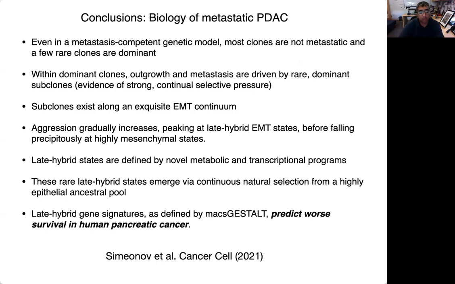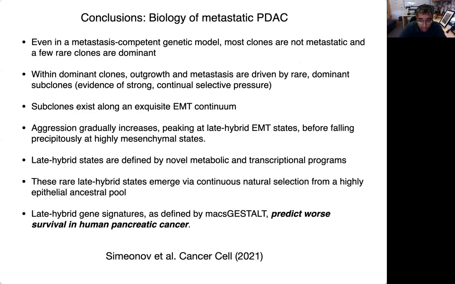And so somehow these states are emerging very quickly from natural selection from this large pool of epithelial ancestors that are getting injected, right? And then once again, tying this back to the human data, we have this late hybrid state does predict worse survival in human pancreatic cancer.